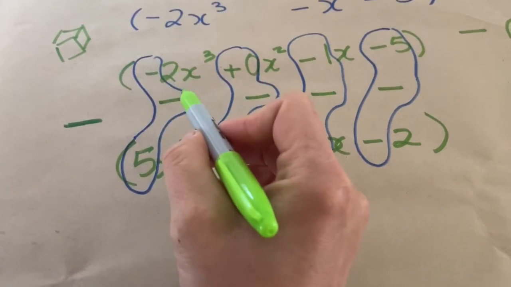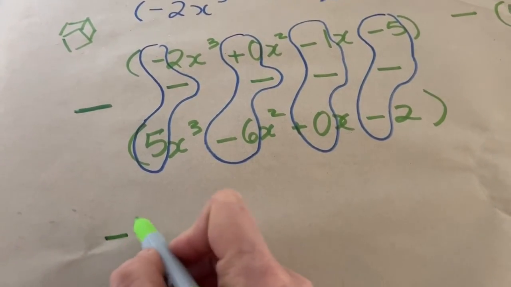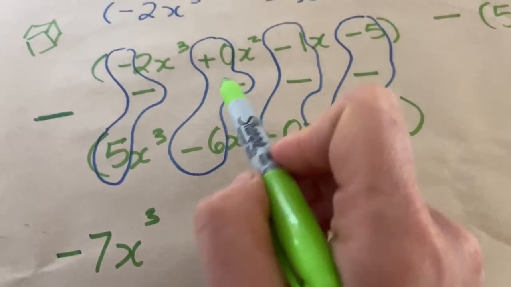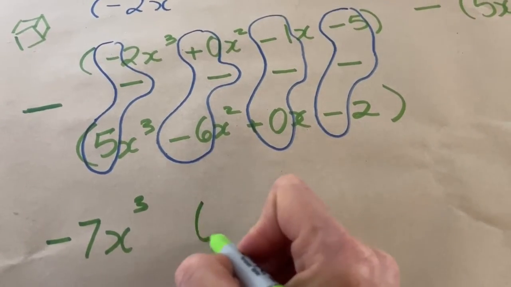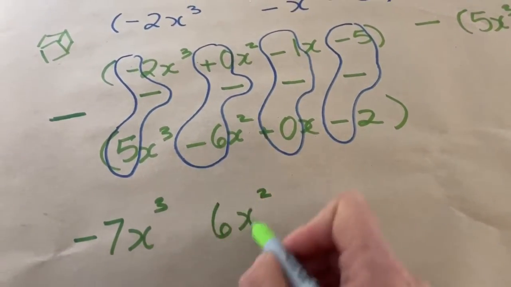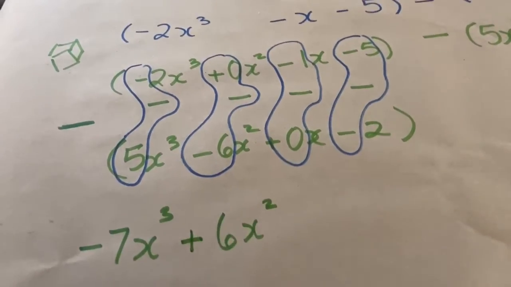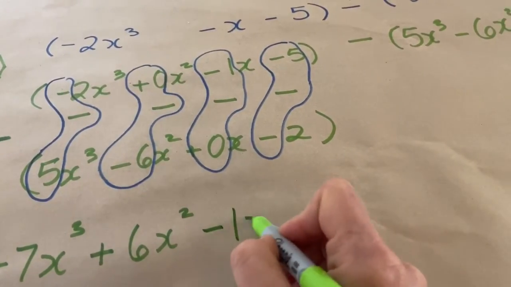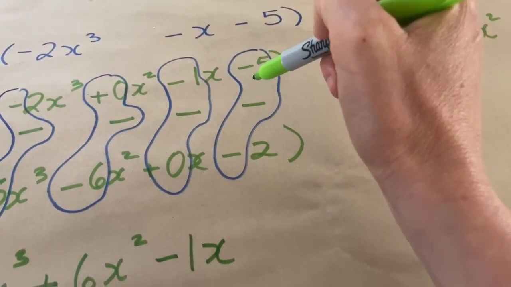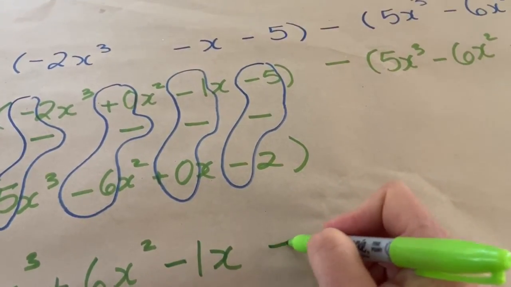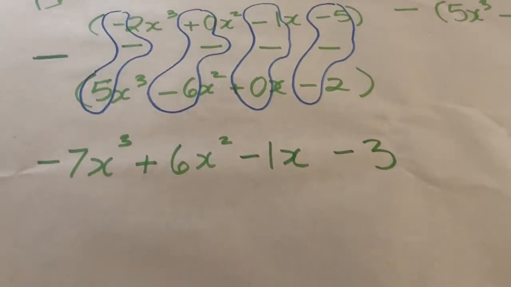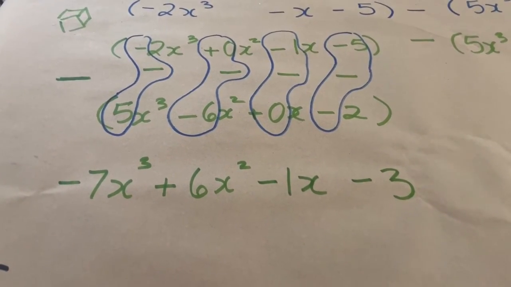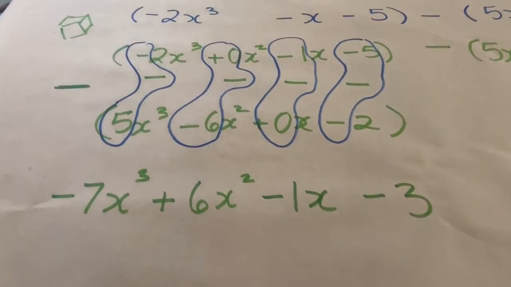So negative 2 subtract 5 would give you negative 7x cubed. And then 0 subtract negative 6 would give you 6x squared. And your calculator is just going to say 6, but that means plus 6. And then negative 1 subtract 0 gives you negative 1x. And then negative 5 subtract negative 2 is going to give you negative 3. And that is the answer to a very tricky question. So what I want you to do is try these next 2 questions and share them with me so I can let you know if you're on the right track.